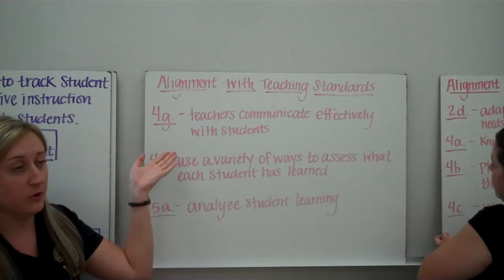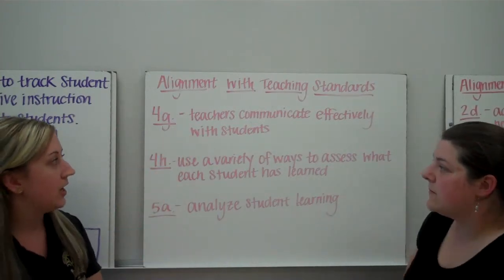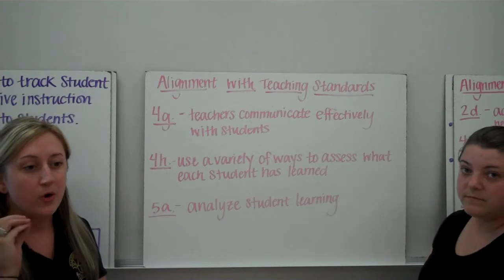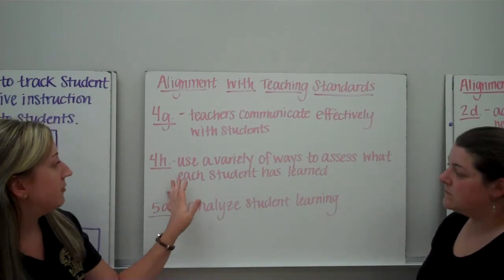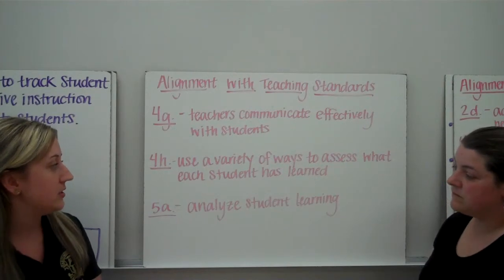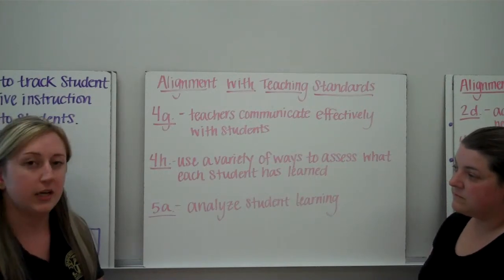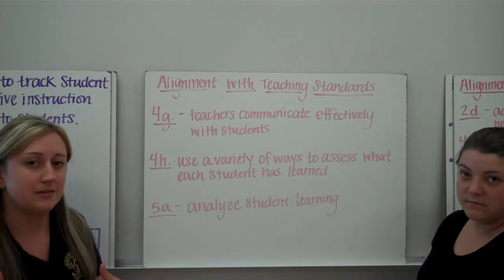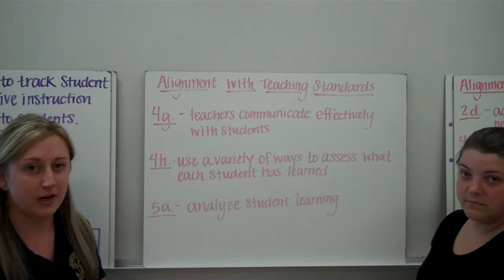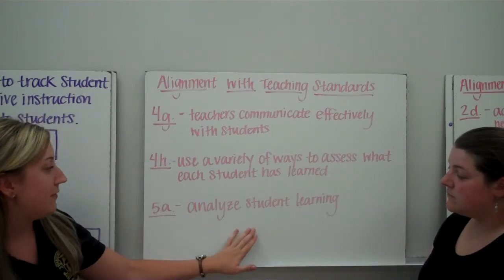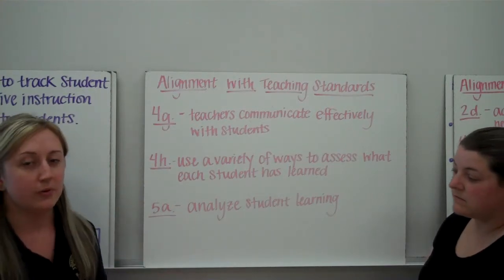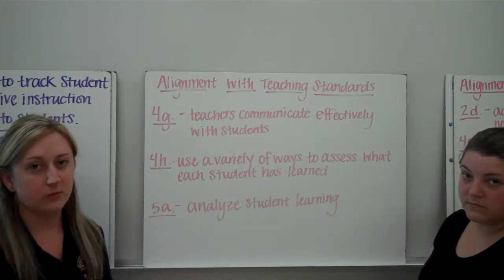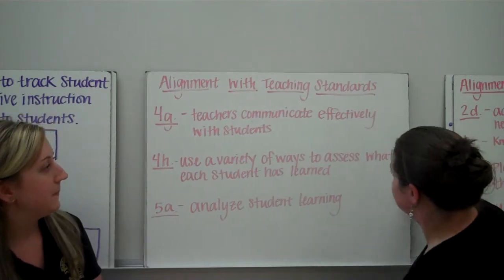This continues the 4G, which is teachers communicate effectively with students, so whatever we're saying, we make sure that they actually understand it. 4H, use a variety of ways to assess what each student has learned, so again, sort of changing up the ways that we assess so that we make sure each student has a fair shot. And then 5A, that we analyze student learning, that after everything is said and done, we reflect on if they actually understood what we intended.